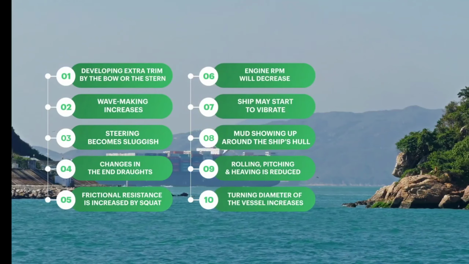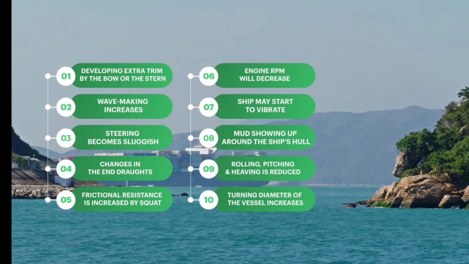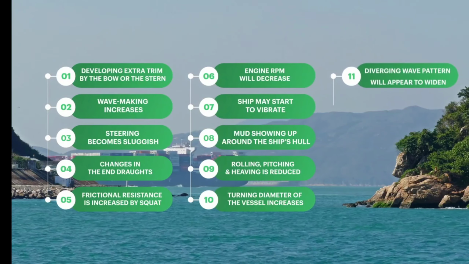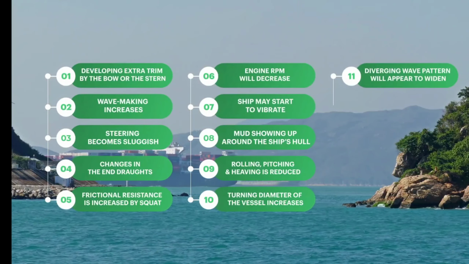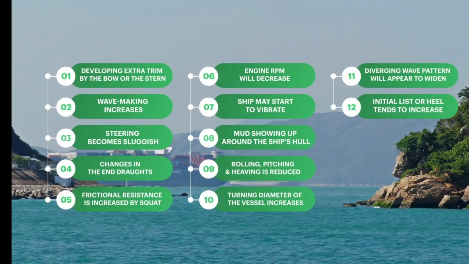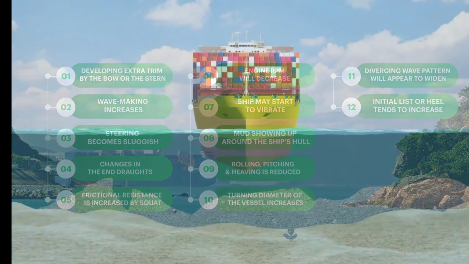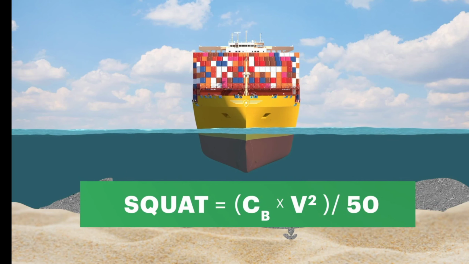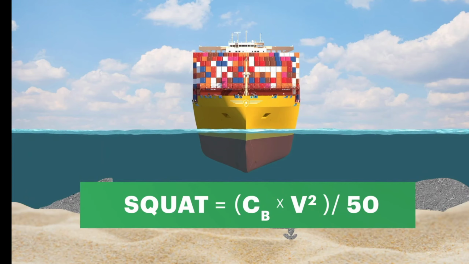Turning diameter of the vessel increases. It can become as much as twice to that in open sea. The diverging wave pattern will appear to widen, and any initial list or heel that the vessel may have tends to increase. As it is clearly seen from the formula, and as already explained earlier, the only variables that are in the control of the ship's crew to determine the extent of the squat experienced by the vessel are speed, the initial under keel clearance UKC, and available surrounding water.